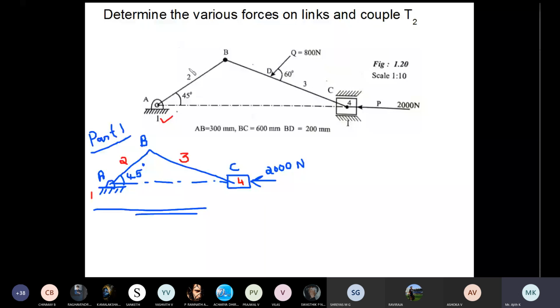Fixed portion link 1. This crank or link AB is link number 2. Connecting rod link number 3. And slider is link number 4. Now consider these links individually. This is link number 2. I'm considering these links individually. Link number 2, link number 3, and link number 4, which is a slider.